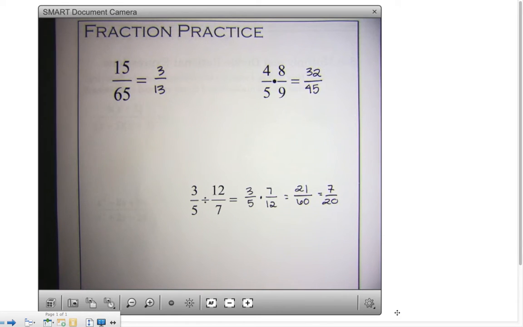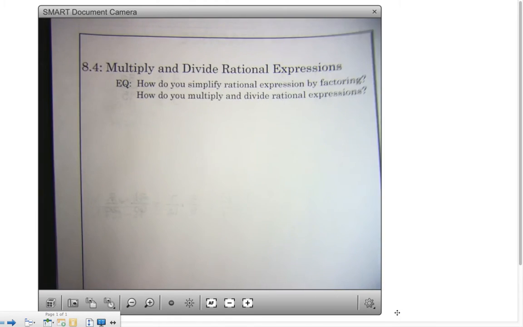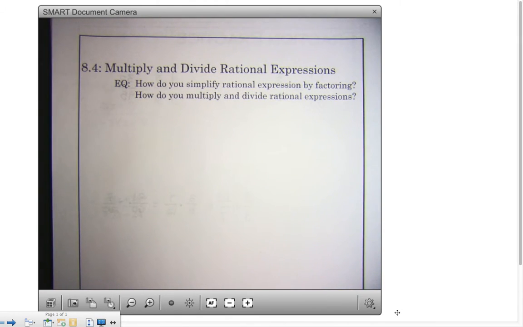So we're going to be doing these properties, reducing, multiplying, dividing, where we multiply by the reciprocal, but we're going to have quadratic functions involved and expressions that we have to factor and then simplify. So this is your Chapter 8-4, looking at multiplying and dividing.